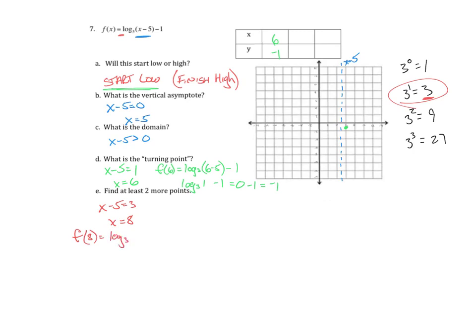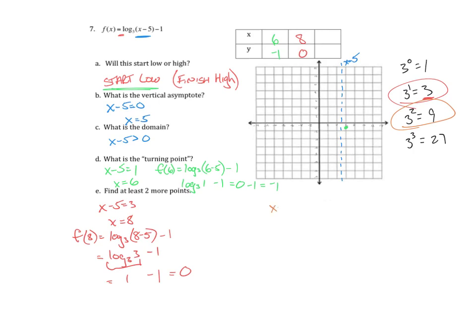I should say 8 minus 5, minus 1, or a log base 3 of 3. Log base 3 of 3 is 1, so we have 1 minus 1, which is 0. All right, and that's where we get the point 8, 0 from. And let's get one more point here. So let's look at 3 squared equals 9.